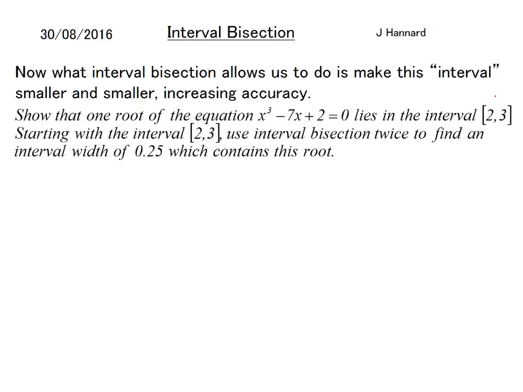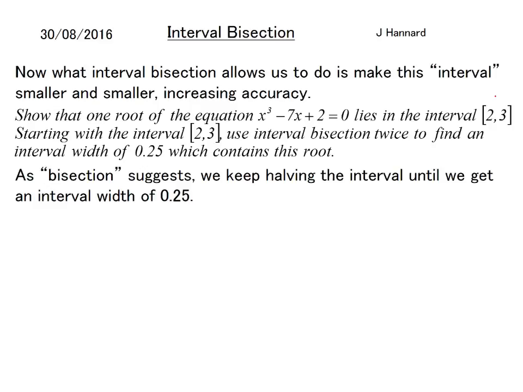So: show that one root of the equation x cubed minus 7x plus 2 lies in the interval 2 and 3. We've just done that. And then, starting with the interval 2, 3, use the interval bisection twice to find an interval of width 0.25 which contains this root. So as bisection suggests, it's just like loci. We keep halving the interval until we get an interval of a quarter.